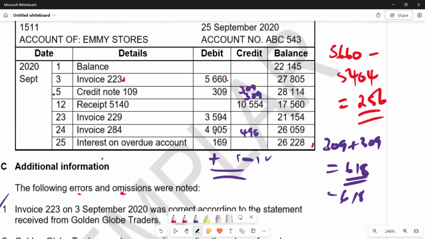So the issue is this: when at the end of a period, the closing balance of the creditor's ledger is the same as the closing balance of the statement, there's no need for us to prepare the reconciliation, because it indicates that there are no errors or omissions that have transpired.